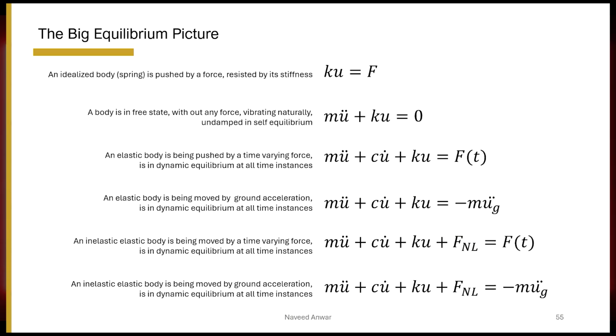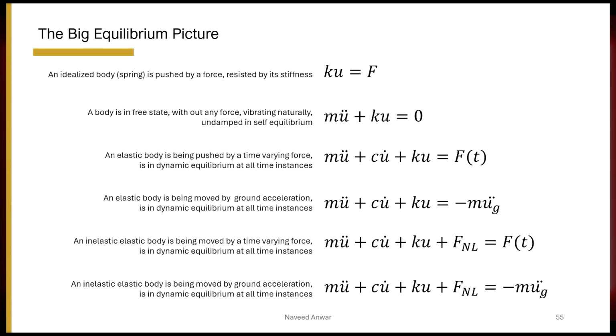First one is, we are saying an idealized body, spring, is pushed by a force and is resisted by stiffness. Please look at the sentence. You should be able to explain the equation in a sentence. And I can assure you this will be in your exams. Equation, explain what is in the equation. Okay? Because if we can't explain what the equation is saying, we don't understand the physical meaning.